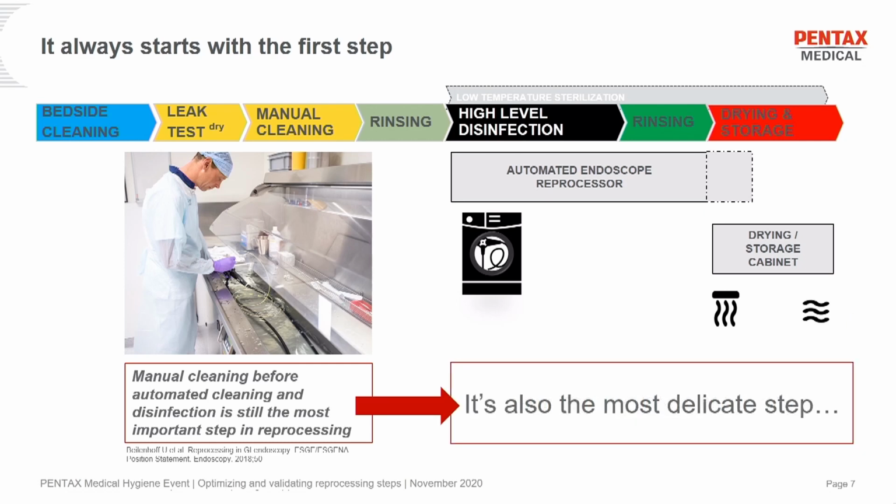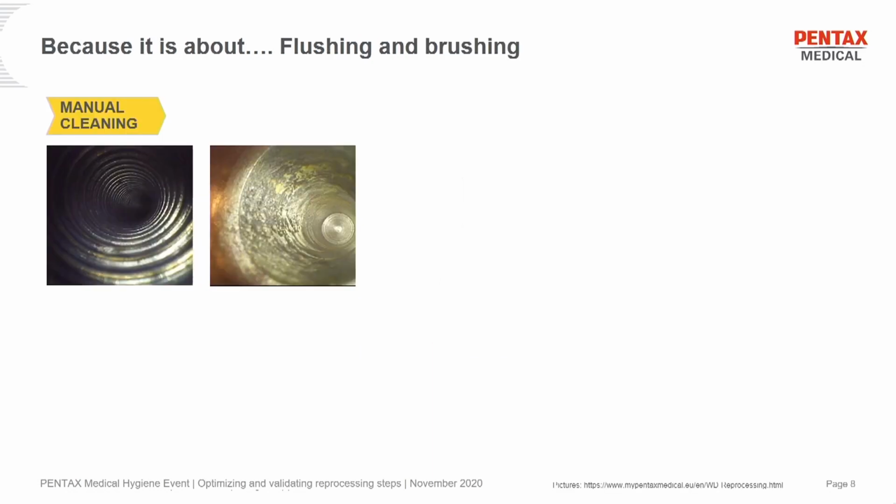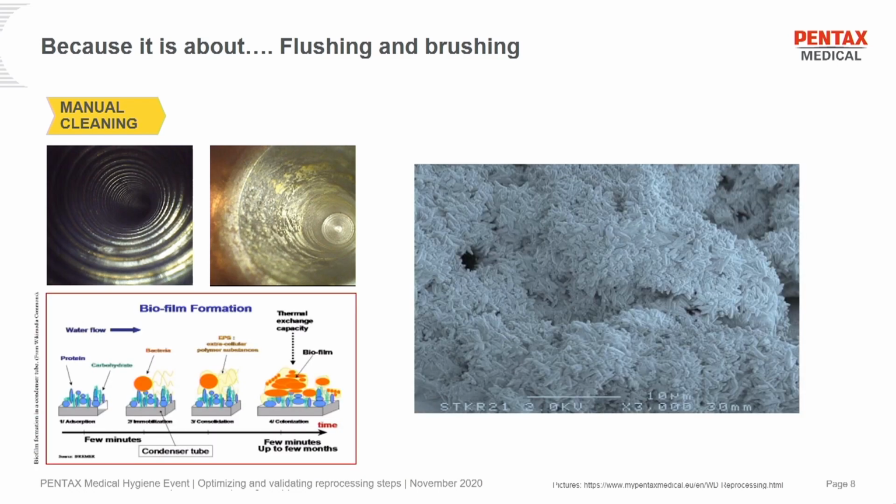It's also the most delicate step because it's about the flushing and the brushing. The manual cleaning you see here inside the endoscope channel, and you see on the right picture some yellow debris and contamination. And there can be a biofilm inside the endoscope. And this is a very nice picture of a biofilm inside the channel of an endoscope.